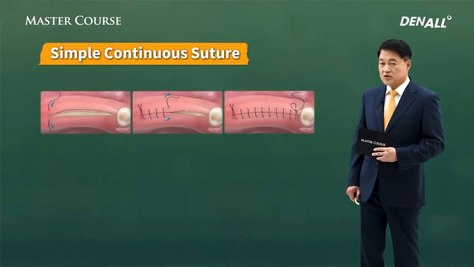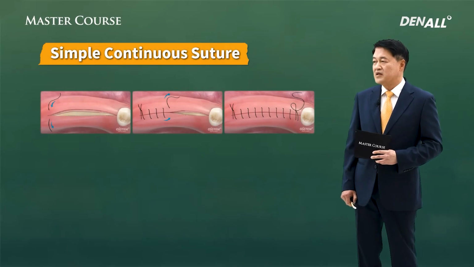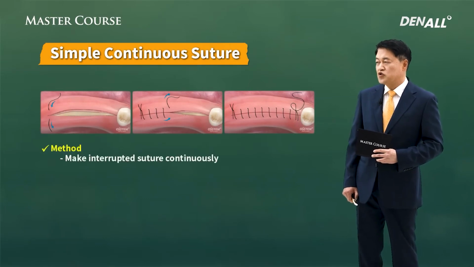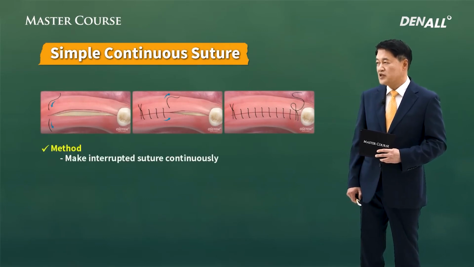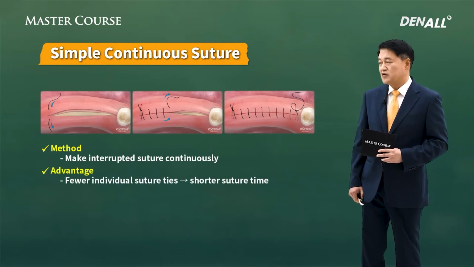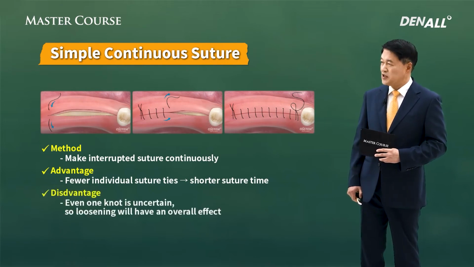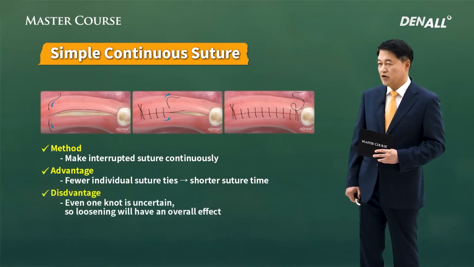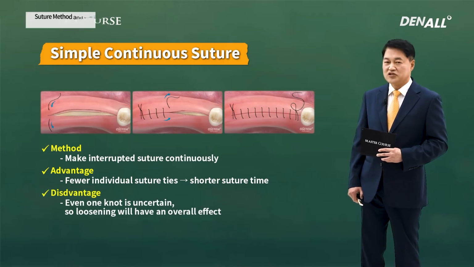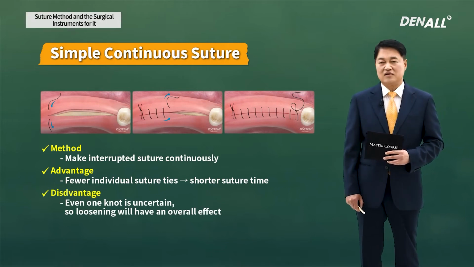Next, we have simple continuous suture. This is continuous interrupted suture, and if the incision line is long, you use this to reduce the suture time. The disadvantage would be that it is a continuous suture, so if there's a loosening in one part, it could impact the whole thing.